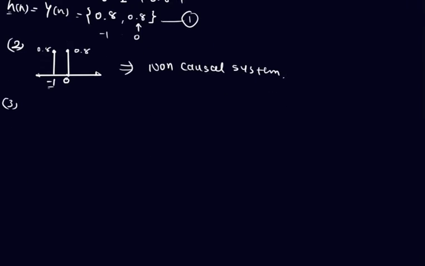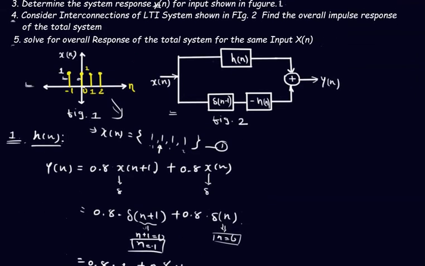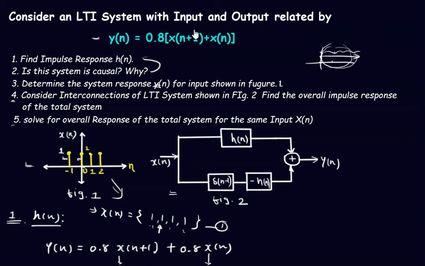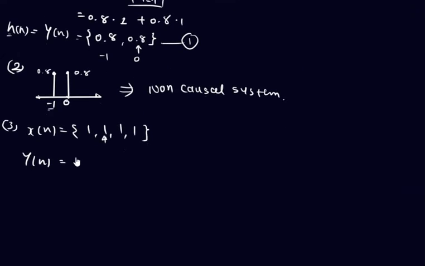So now we have x of n, that is 1, 1, 1, 1, with the origin at the second place. And now we have to find the y of n. But how can we find the y of n? We have one expression given in the question, that is 0.8 x of n plus 1 plus x of n. I am writing this expression again. Multiplying 0.8 directly inside the bracket, we will have x of n plus 1 plus 0.8 x of n.